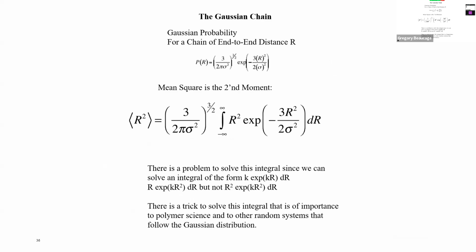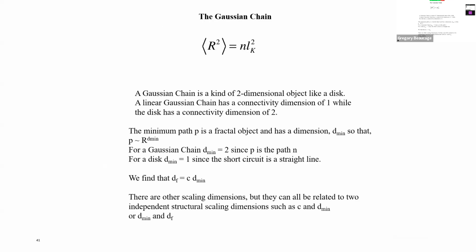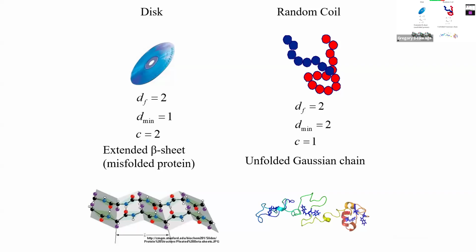Yeah. So are you talking about its shape, or what do you mean by that? I mean, you can distinguish between a beta sheet and an unfolded protein.